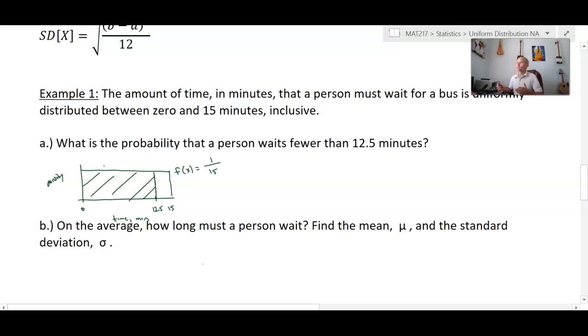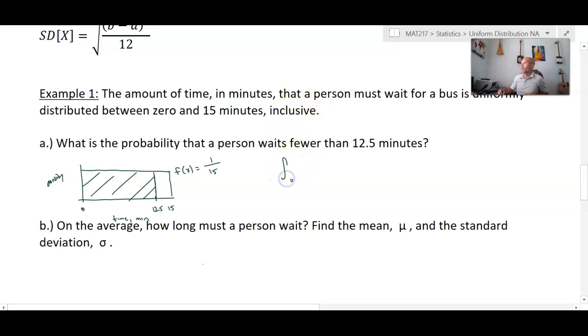And we can probably do this intuitively. We can probably see that 2.5 is the difference between 12 and a half and 15, and 2.5 goes into 15 6 times. So we would probably say that this area is going to be 5/6, or approximately 83%. But let's go ahead and do this using the idea of areas under the curve.